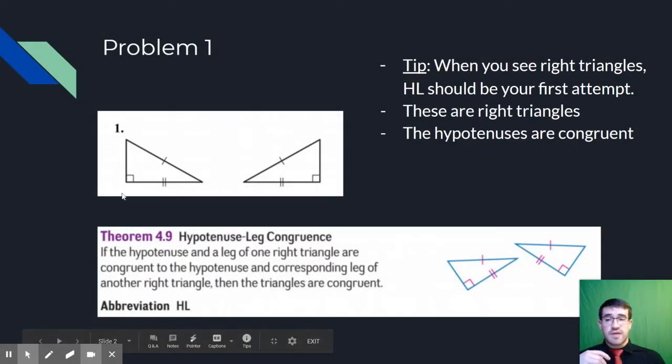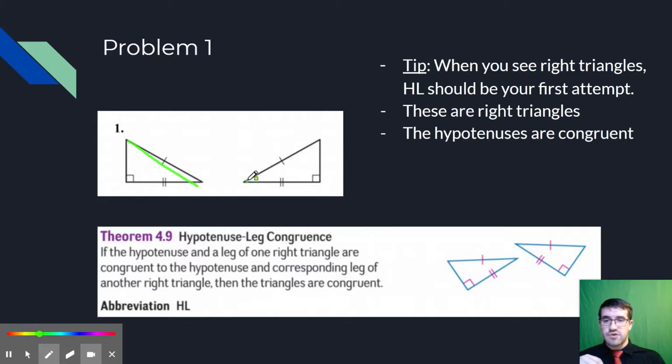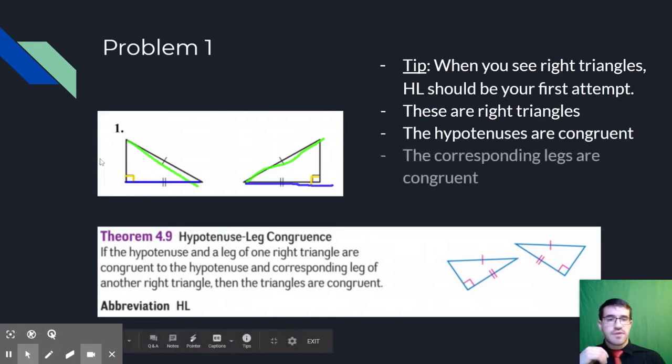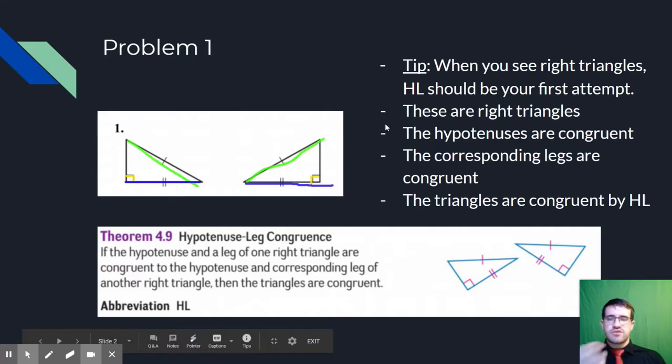So these are right triangles, and the hypotenuses are congruent, as you can see right here. We have two congruent hypotenuses and two right angles. And in addition, the third legs, or the corresponding legs, are also congruent. So these two triangles are congruent by HL.